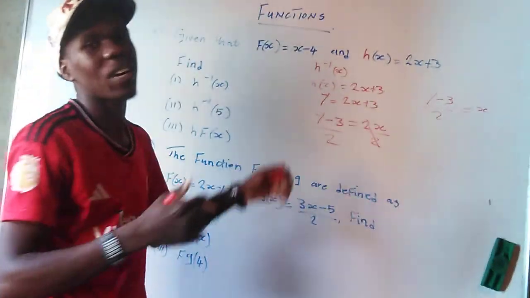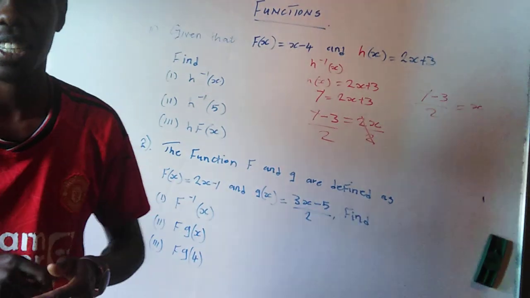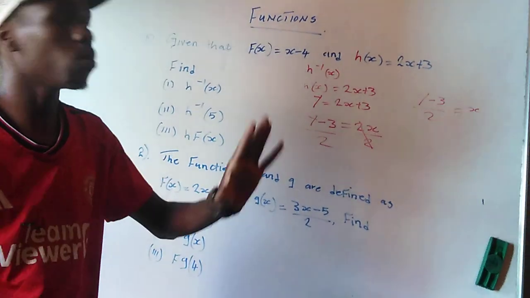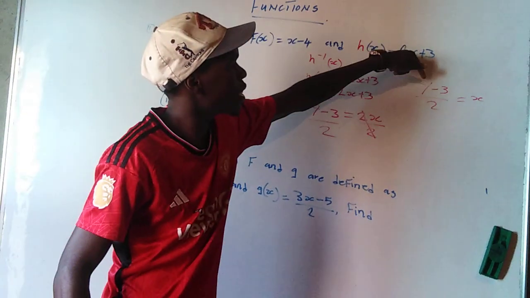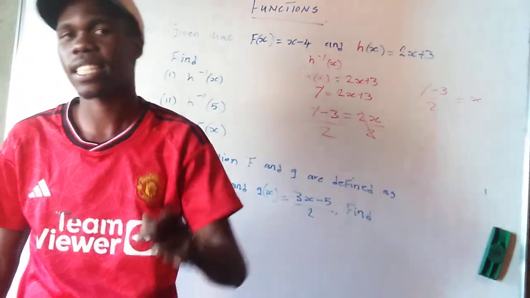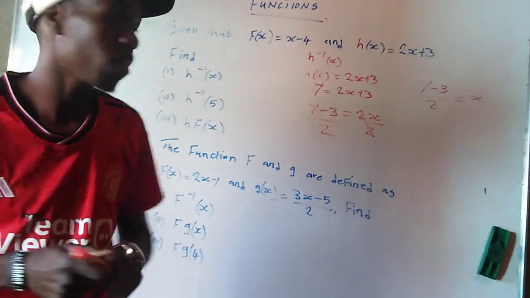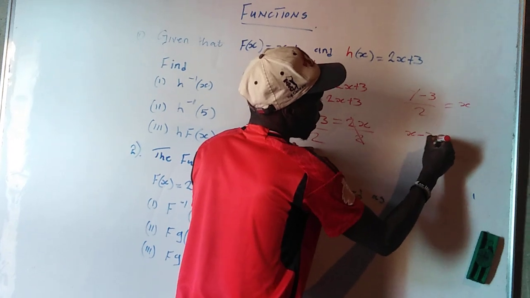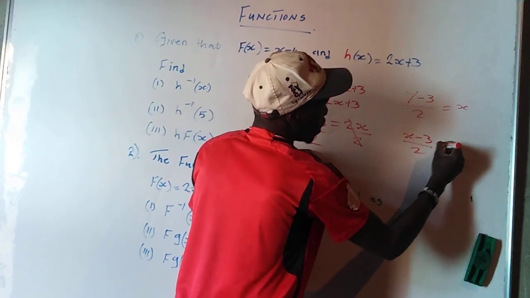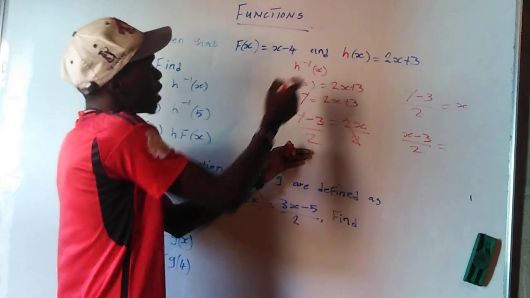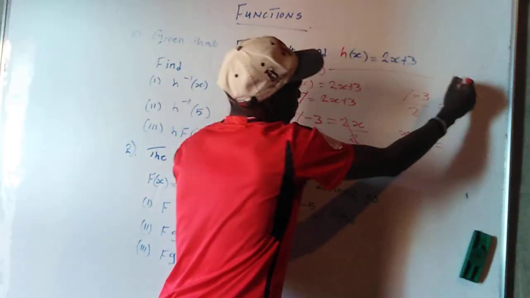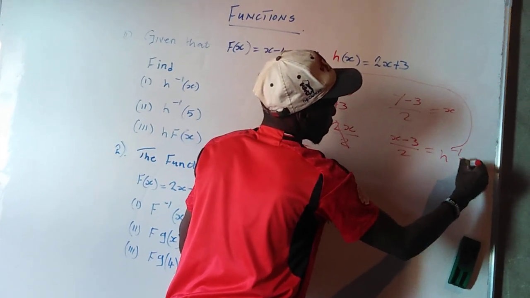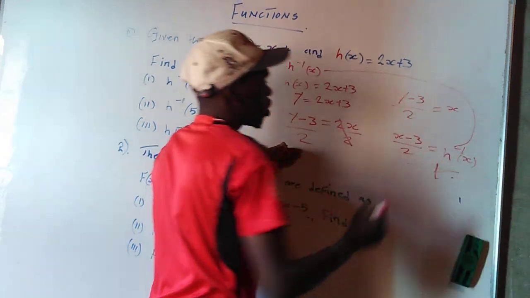So now that is not my final answer. You need to conclude. So now, how do you conclude? You conclude like this. Where there is a y, always replace it with the x. Always, when you are concluding. So here I'm going to put x minus 3 over 2 is equal to, here where there's x, just bring it down here. So it's going to be h negative 1 of x. This is my solution there.